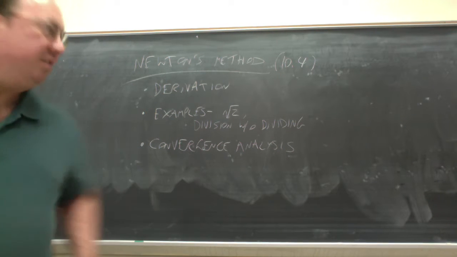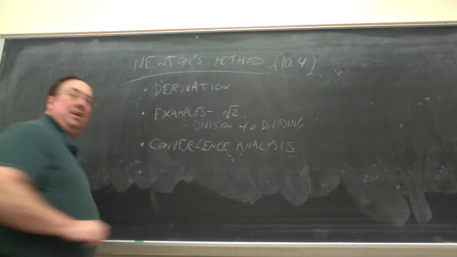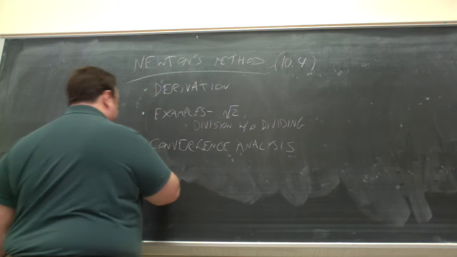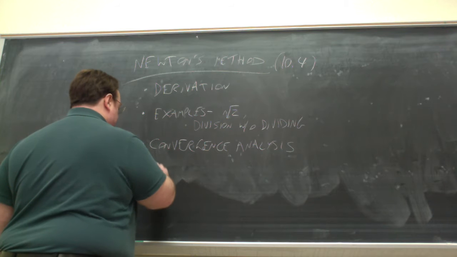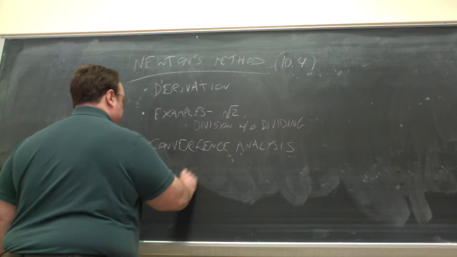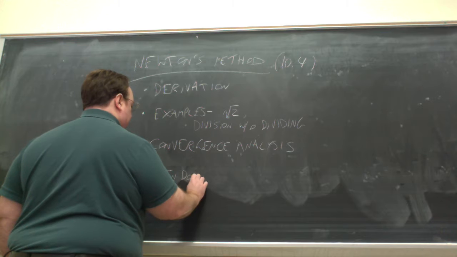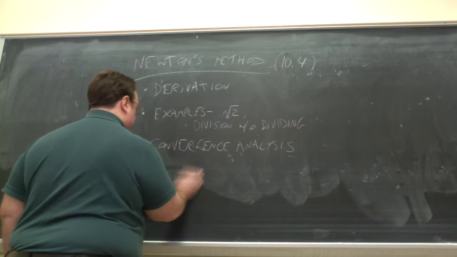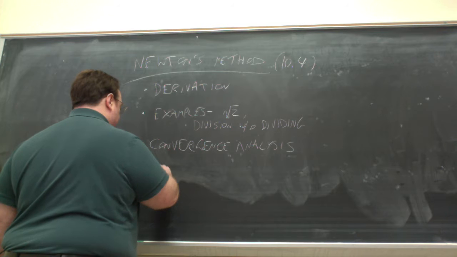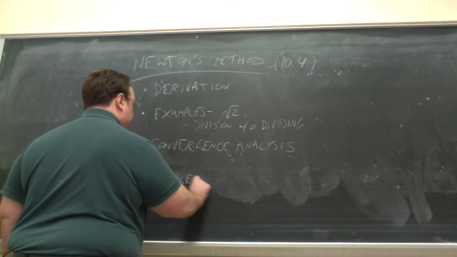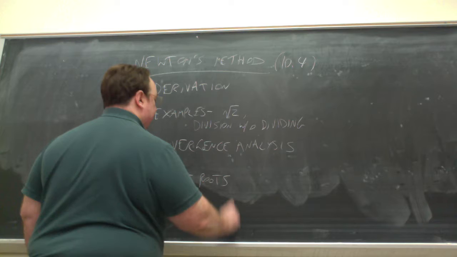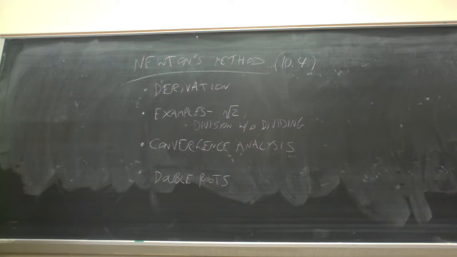And then double roots. I talked about multiple roots. A double root is when the function is 0 at a point and the derivative is also 0 at that point, and how that can cause a problem for Newton's method.